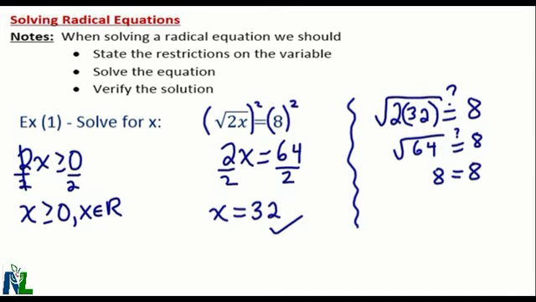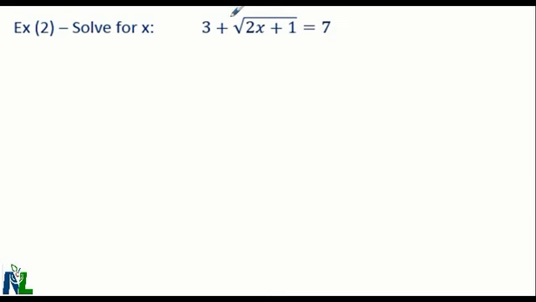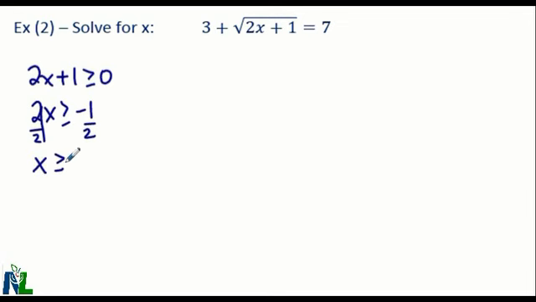Let's look at another example. When I look at this example, I have something added to the radical expression. So the very first thing I need to do is isolate the radical. First, I'm going to state my restrictions. I know that 2x plus 1 must be greater than or equal to 0 in order for the expression to be defined. So this means 2x must be greater than or equal to negative 1. I will divide by 2 and I get x greater than or equal to negative a half, where x belongs to real numbers.